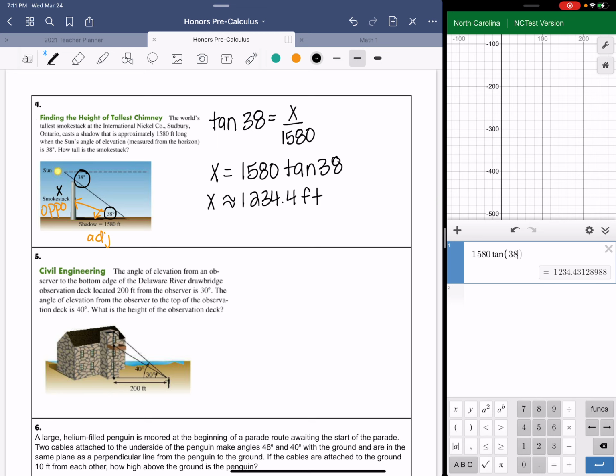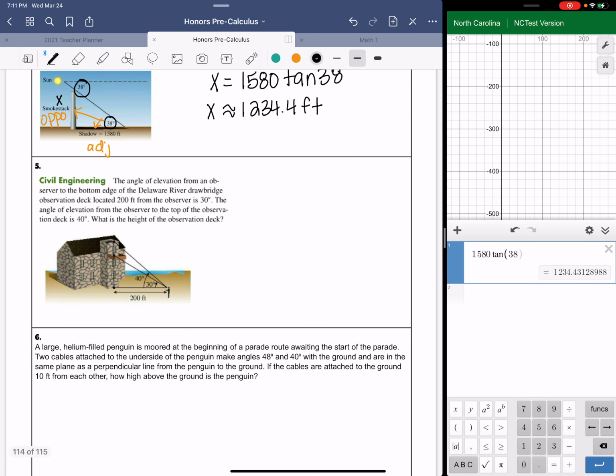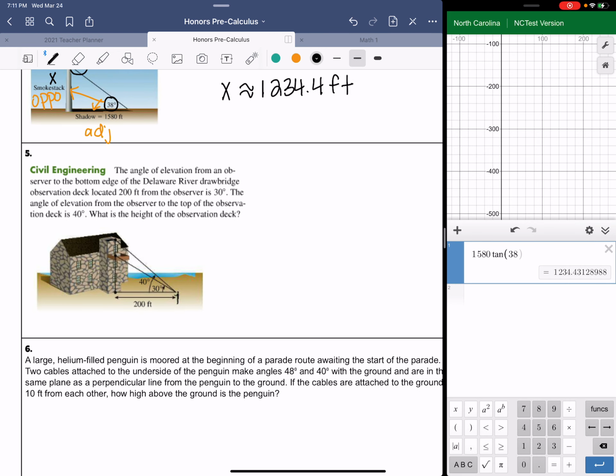Now, this next one is a little bit different. We can clearly see that there are two triangles happening here. It says the angle of elevation from an observer to the bottom edge of the Delaware River Bridge observation deck, located 200 feet from the observer, is 30 degrees. The angle of elevation from the observer to the top of the observation deck is 40 degrees. What is the height of the observation deck?